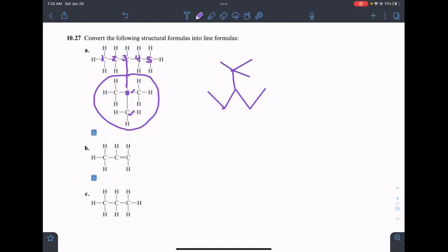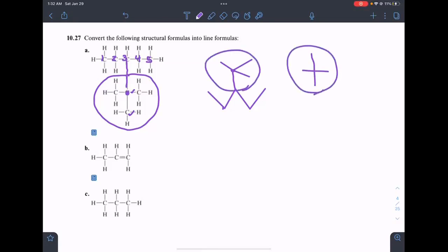Sometimes when you're doing these substituents, what you can do is you can do it almost like a plus sign. So this and this are the same thing. Doesn't really matter. You're trying to get everything as far apart as possible, but it's not that specific.